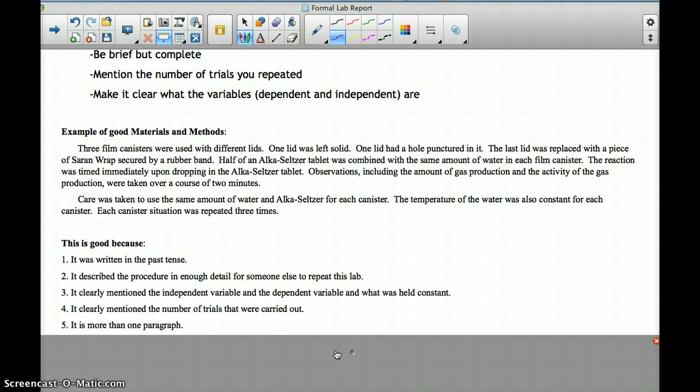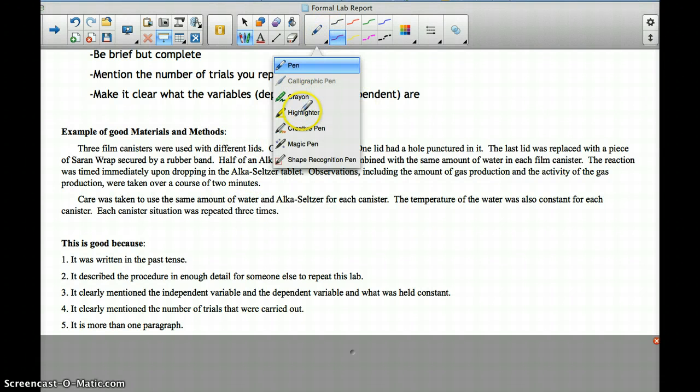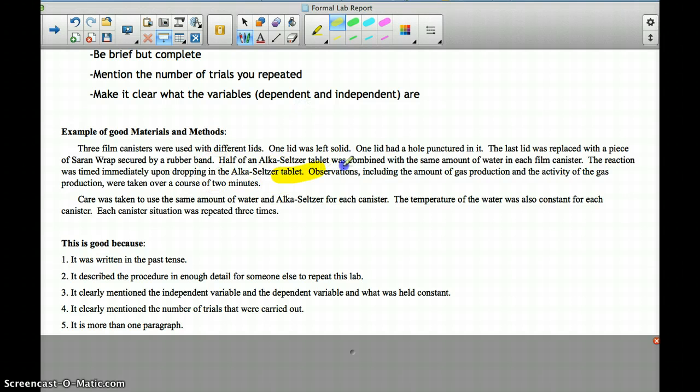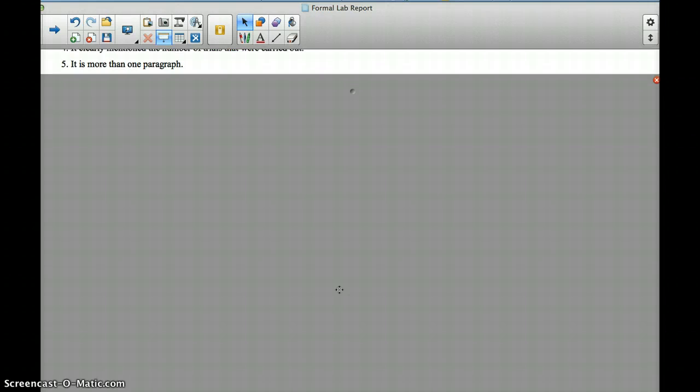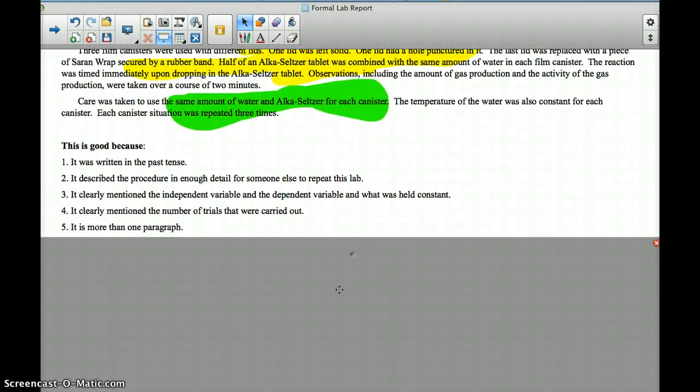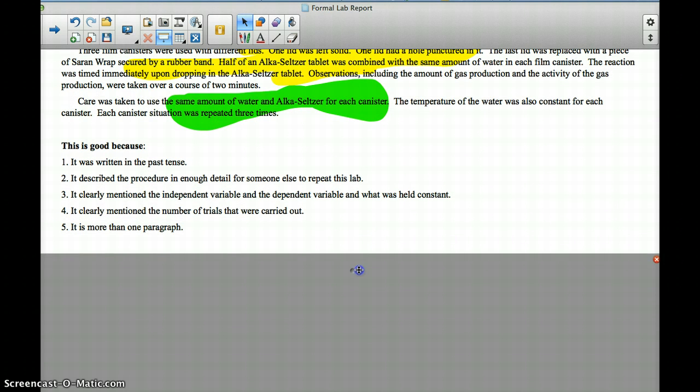And it's also good because there's more than one paragraph. Typically the procedure is going to happen up here. Down here is where you're going to talk about how many times it was repeated, your variables, the number of trials, and all that jazz. So that's your materials and methods. If you have questions, you need to be in contact with your teacher.